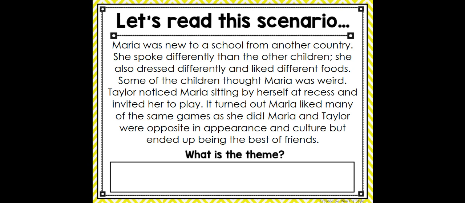Maria was new to a school from another country. She spoke differently than the other children. She also dressed differently and liked different foods. Some of the children thought Maria was weird. Taylor noticed Maria sitting by herself at recess and invited her to play. It turned out Maria liked many of the same games as she did. Maria and Taylor were opposite in appearance and culture, but ended up being the best of friends.